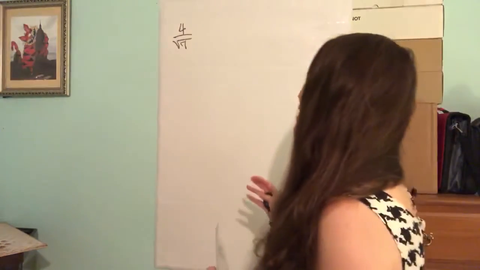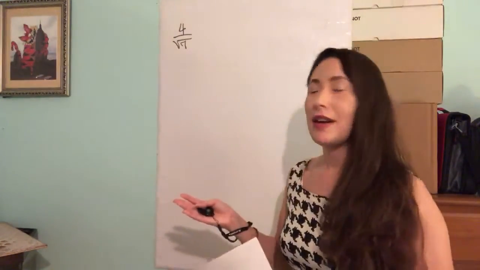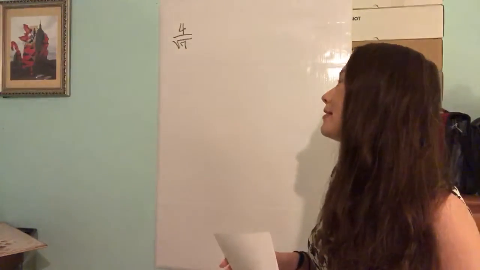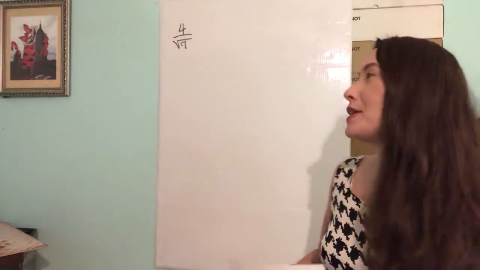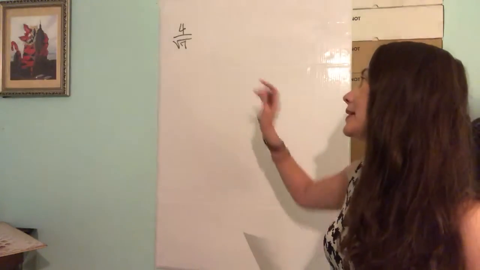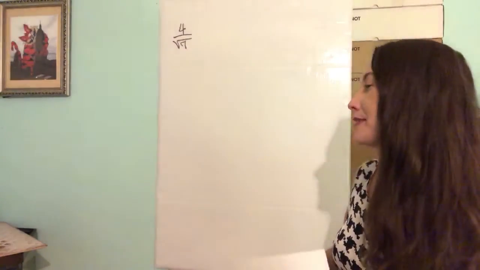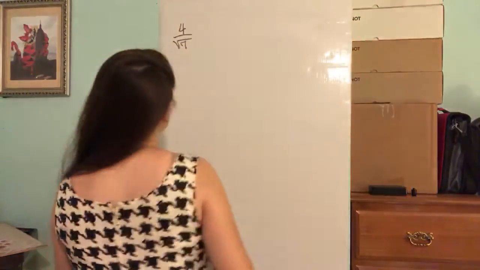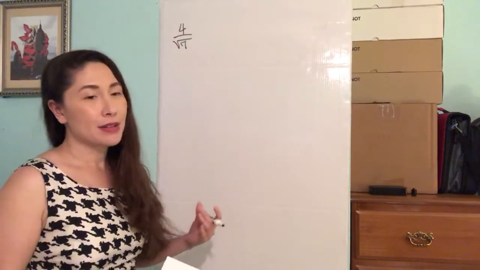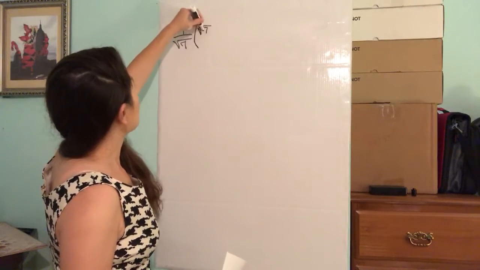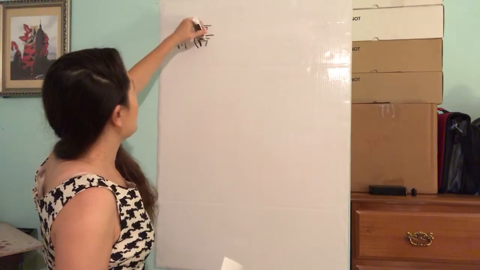All right, so here we have a fraction with a radical in the denominator, and we want to simplify it. In order to be simplified, we cannot leave this radical in the denominator. So how do we get rid of it? What we can do is multiply both top and bottom by square root of 7. So I'm going to multiply both the top and the bottom by square root of 7.